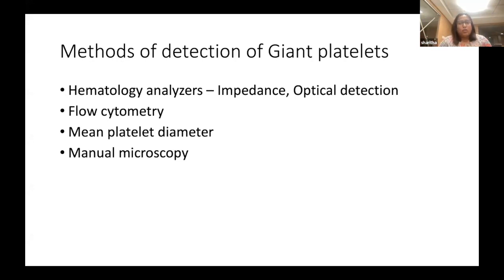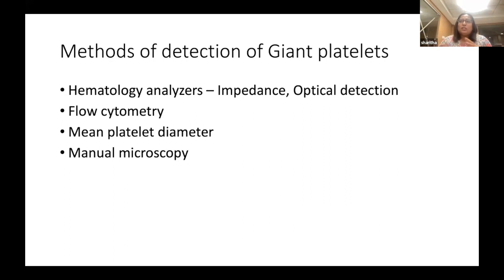Optical detection methods are also utilized in some of the hematology analyzers nowadays, and that is a more reliable method than impedance, because optical detection relies on the forward scatter, side scatter, and the side fluorescence light. Forward scatter indicates the size of the cell. Side scatter indicates the granularity or the internal complexity of the cell. And the side fluorescence light detects the DNA or RNA content of the cell. So it can reliably classify different types of cells.